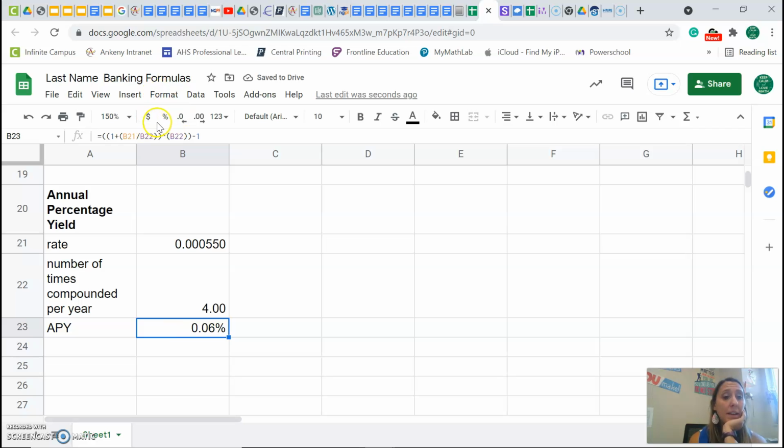Now, if it's not formatted as a percent, make sure that it is, and if you get a weird percentage like 0.066, you just need to move that decimal over so that you can see all the numbers. So that is what the simple interest would need to be to get the compound interest. If you have any questions, please come see me in class, but make sure you have this sheet available because it is something you can use on a test.